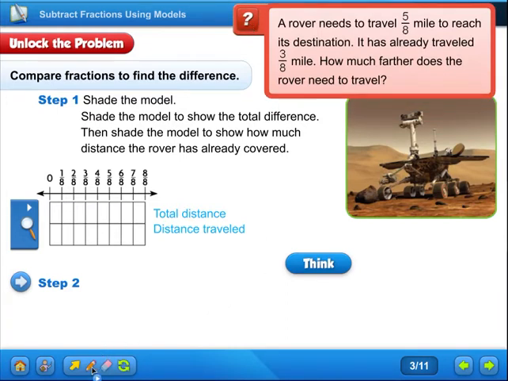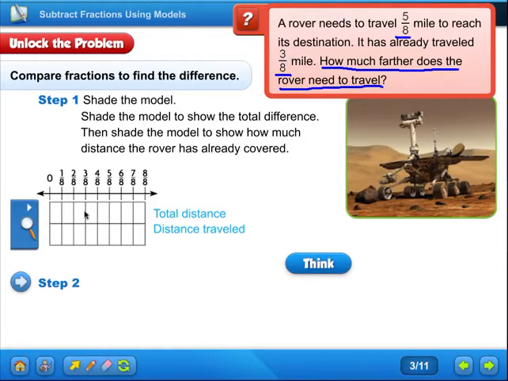A rover needs to travel 5/8 miles to reach its destination. It has already traveled 3/8 miles. How much further does the rover need to travel? So the question's asking us how much further does it need to travel? All right, it needs to travel 5/8 to reach its destination. It has already traveled 3/8.